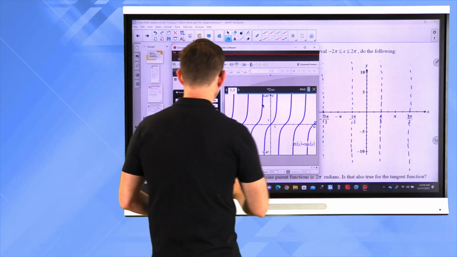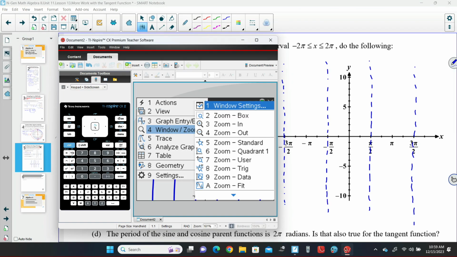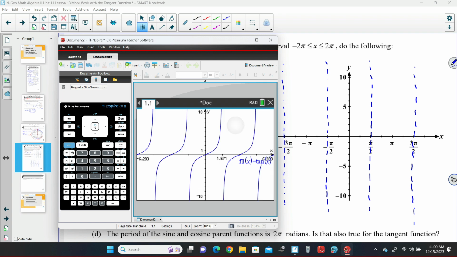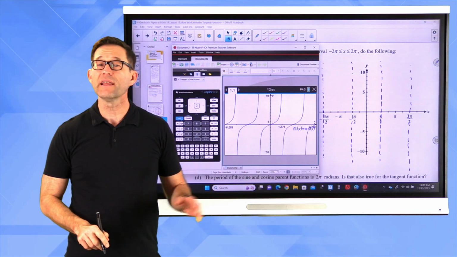But I want to get my window to look like the one here. So I'm going to go into my window settings. We're going to go from negative 2 pi to 2 pi. I want to make that graph scale by, I think we'll make it scale by pi over 2 units. That's okay. The scale is actually pi over 4 on there, but I think we'll keep it at pi divided by 2. The y doesn't matter too much, but just to keep with the scale that we have on there, negative 10 to 10. And we'll go with that by ones. And we'll hit OK. And there it is. There's my tangent graph, at least over here.